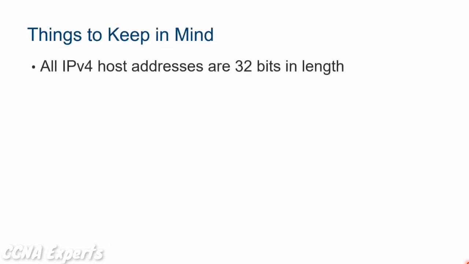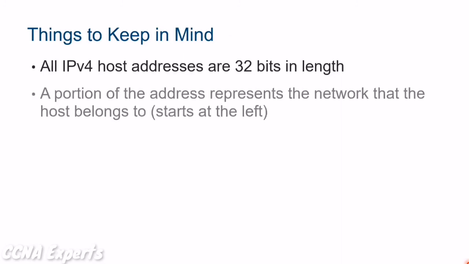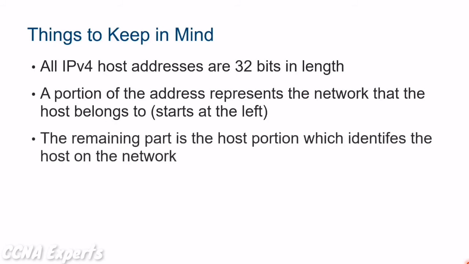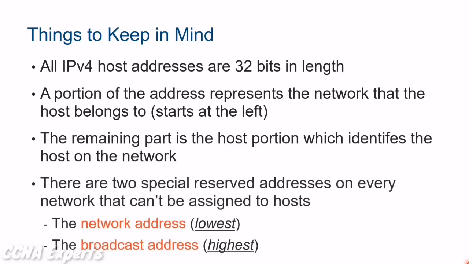Things to keep in mind when working with IPv4 addresses. All IPv4 host addresses are 32 bits in length. A portion of the address represents the network that the host belongs to, and that starts at the left. The remaining part is the host portion, which identifies the host on the network. And there are two special reserved addresses on every network that can't be assigned to hosts. One is the network address, which is the lowest in the range of addresses and represents the network that all the devices belong to, and the other is the broadcast address, which is the highest address in the range and can be used for a shout out to all devices on the network at once.